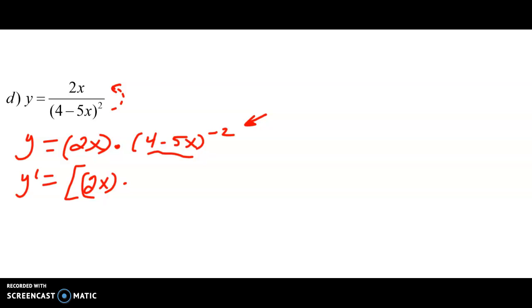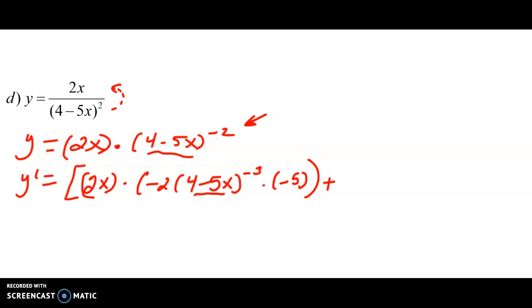So we have an exponent that we're going to work with first. So we have -2 bracket 4 minus 5x. You subtract 1 with the power rule, and then you go back in and you get the derivative of the inside function, which would be -5.